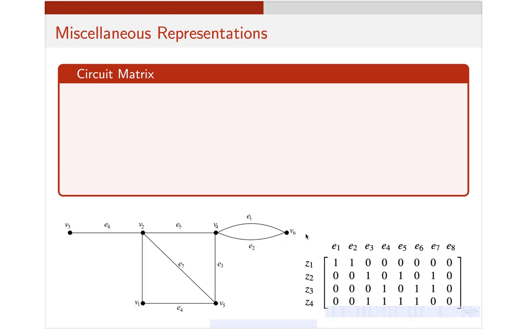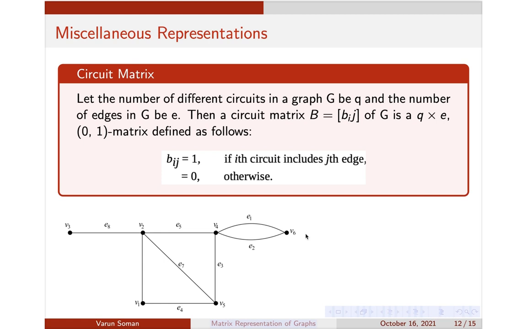For example, we will make an example here. Look at this graph. How many circuits are there? Here there is one circuit, here there is one circuit, here there is one circuit, and overall there is one more circuit. So basically 4 circuits are there.